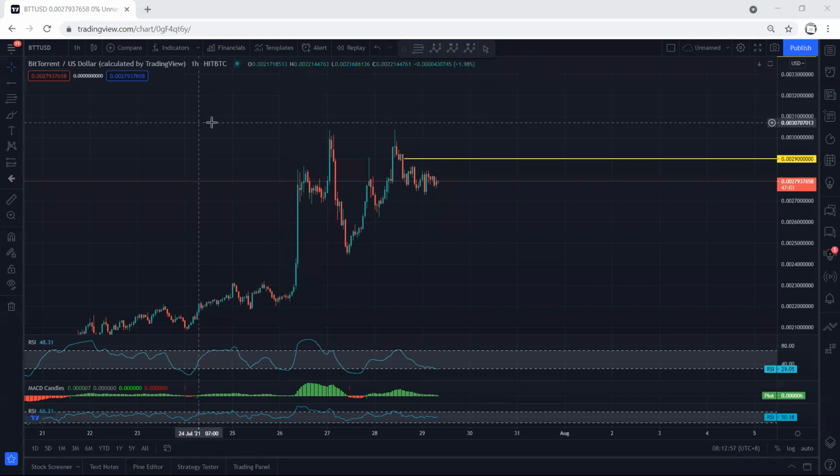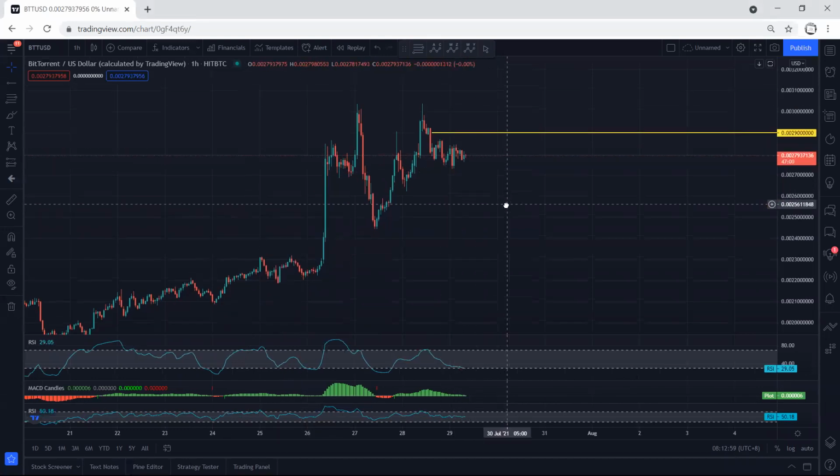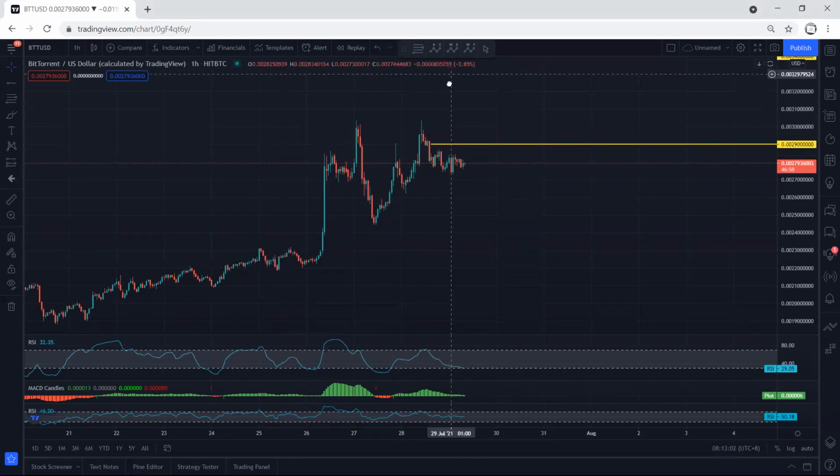Anyway, we just follow the chart. We don't have a really good trade setup. This is the only way we can look for trade. And in this case, we just follow the chart.